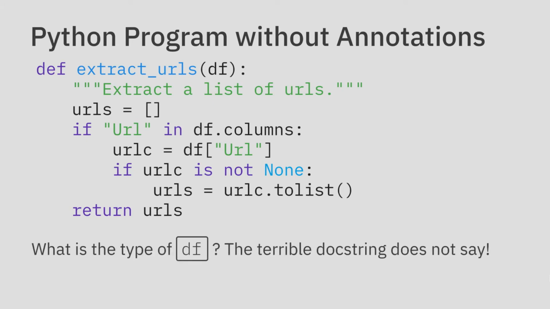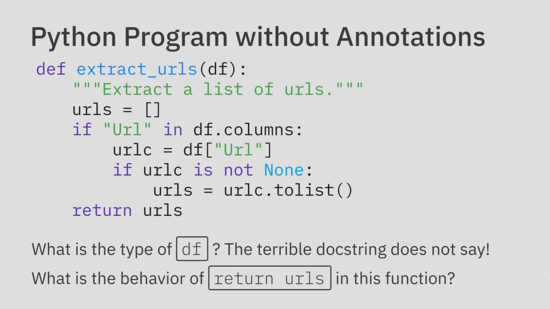First, what is the type of the df parameter? Sadly, the terrible docstring for this function does not say. If you have programmed with the pandas package before, then you might guess that it is a data frame. However, you would have to study other parts of the program to be sure. The second question is, what is the behavior of the return URL statement in this function? Specifically, what is the type of data that this function returns?